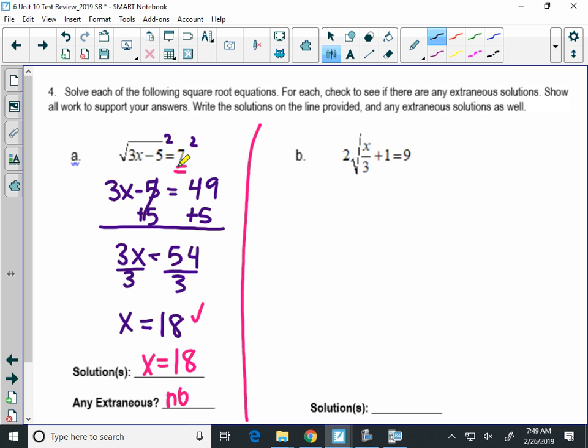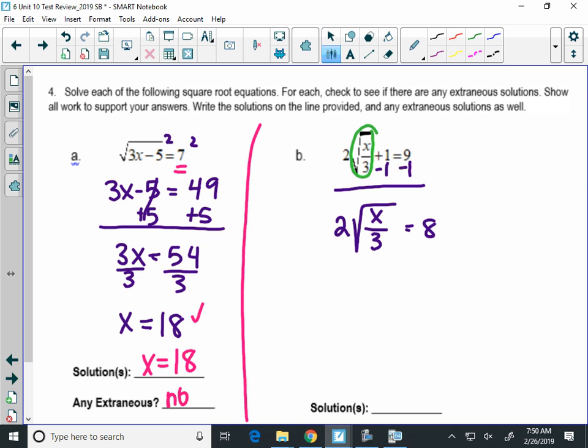All right, in B, this didn't go well on my computer. There's a radical. When we start this problem, we need to remember that we have this radical bubble in a way right here, right around the square root of x over 3. So I cannot touch that radical until I deal with the 1 and the 2. So I have to subtract 1 first. That's the first step. And then I'll have 2 times radical x over 3 equals 8.